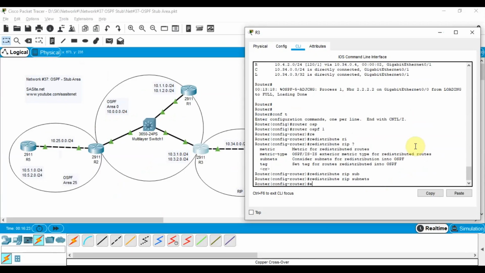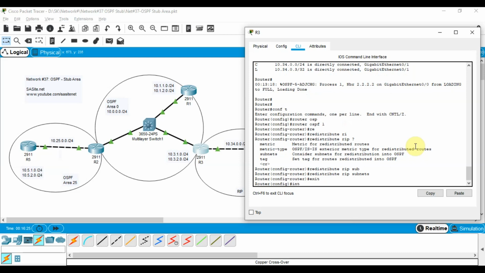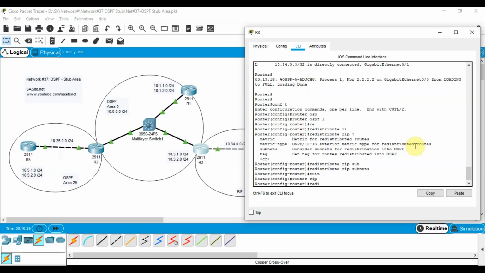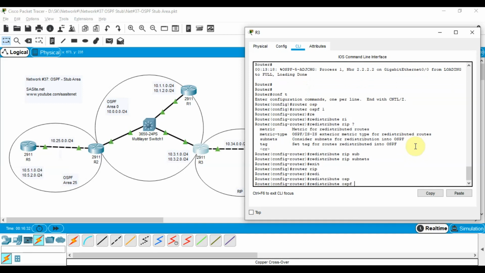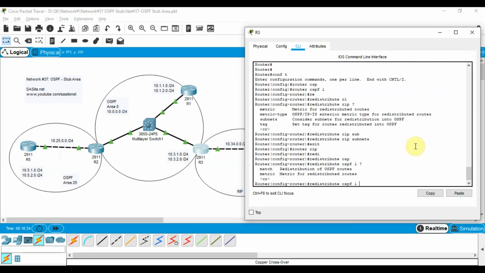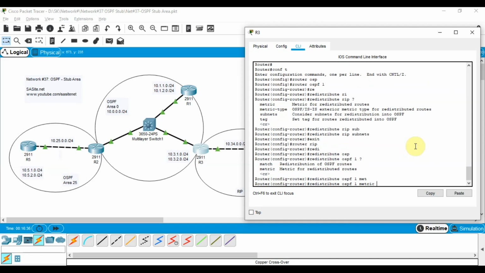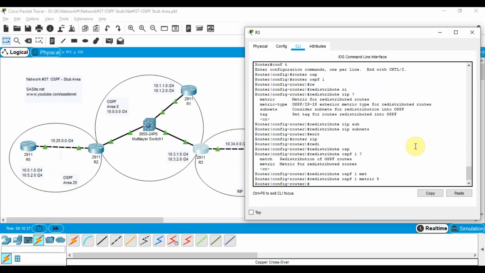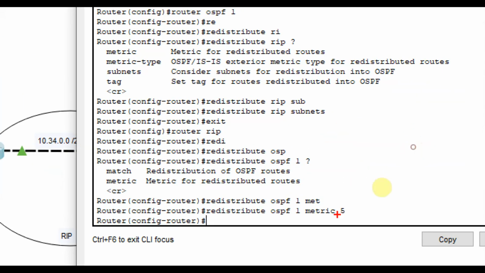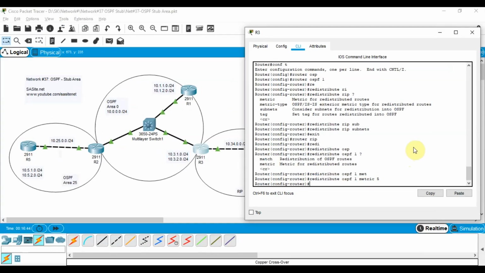Nice. And let's go out, go to router RIP, and do redistribution OSPF process ID 1, and you can set the metric. Let's put a metric of 5. Okay, let's take a look. You can use the ? and take the help for syntax.